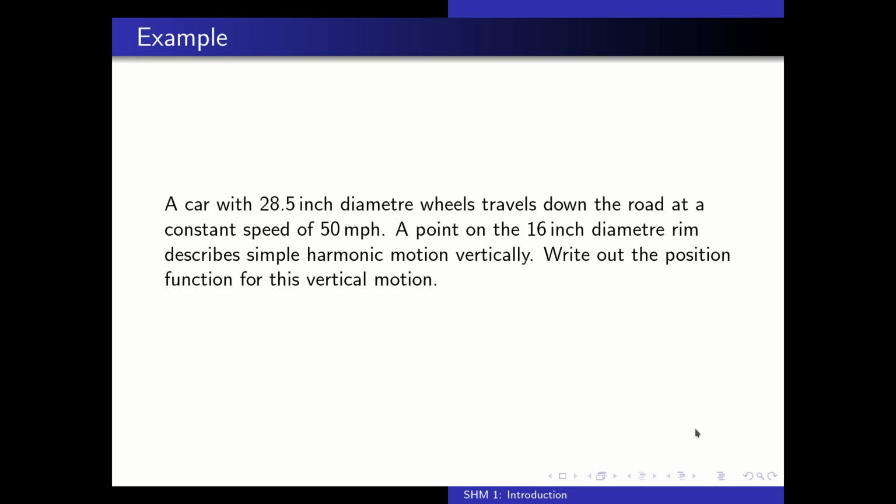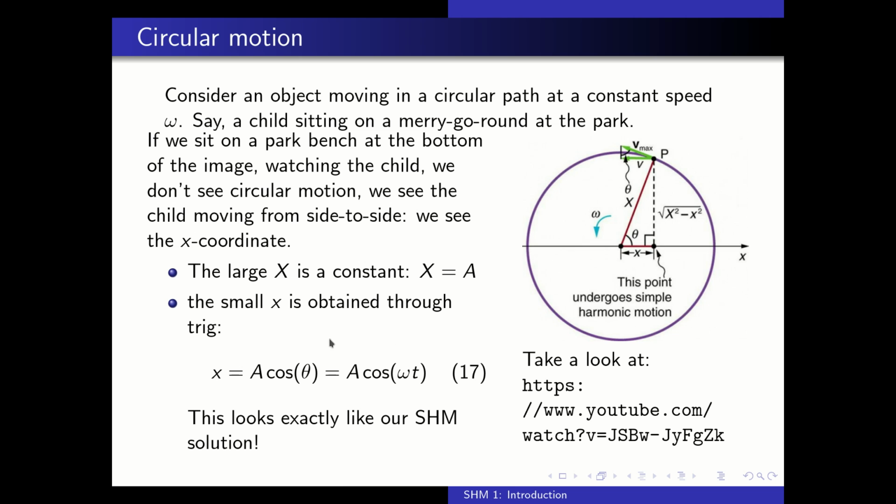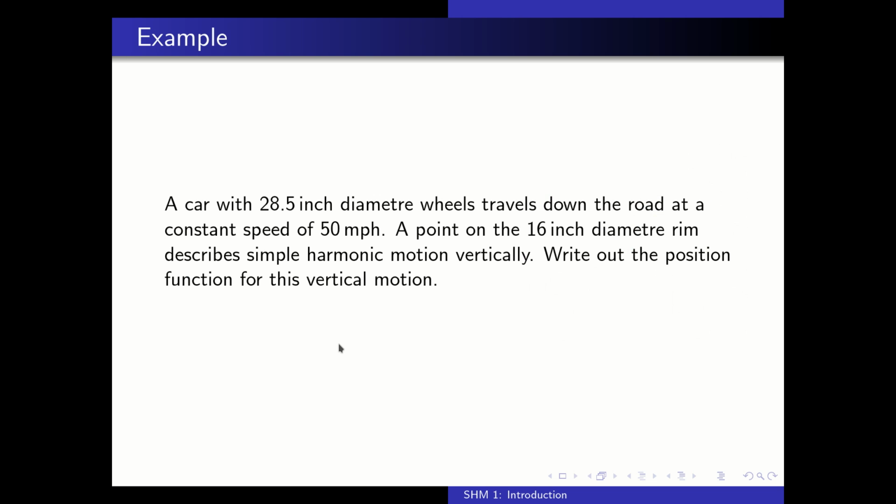Let's do one more example here before we stop. Let's consider a car with 28.5-inch diameter wheels. It's traveling down the road at a constant speed of 50 miles per hour. There's a point on the rim of the wheel, the steel rim of the wheel, and it's going to be describing this simple harmonic motion in an up-down sense. It's going to be moving up and down vertically in a motion that looks exactly like simple harmonic motion, because the equation is going to look essentially just like this. We want to write out the position function for that vertical motion.